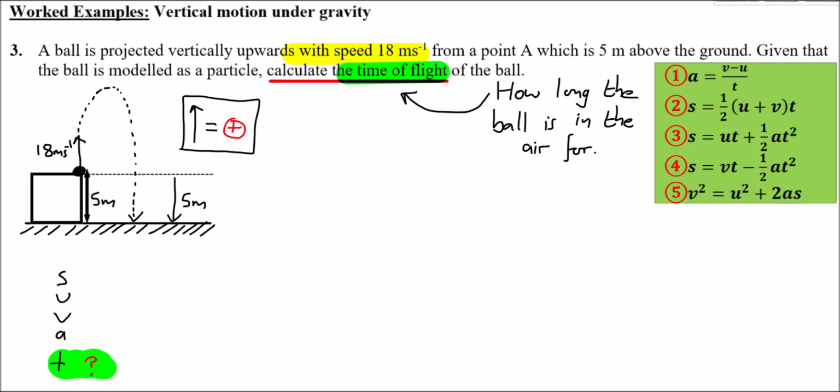We do know A in terms of vertical motion under gravity. So A is going to be minus 9.8. I'm assuming here that up is a positive direction, and obviously acceleration due to gravity is going down because things accelerate towards the ground, quite obviously. So that's 9.8 meters per second squared.